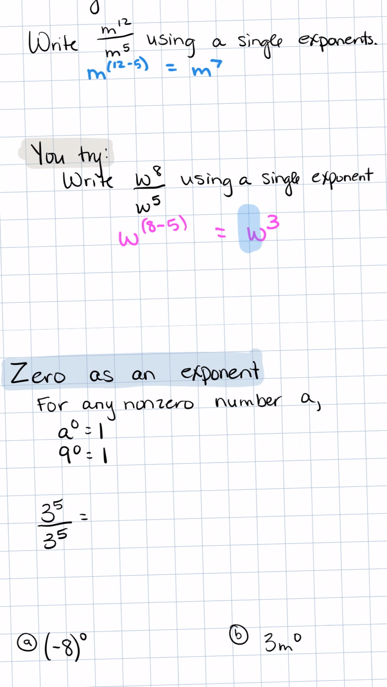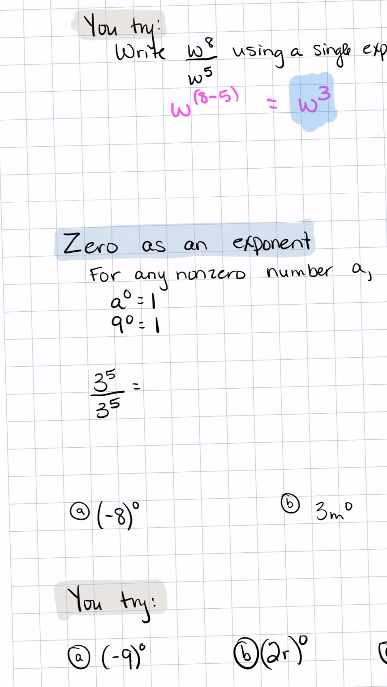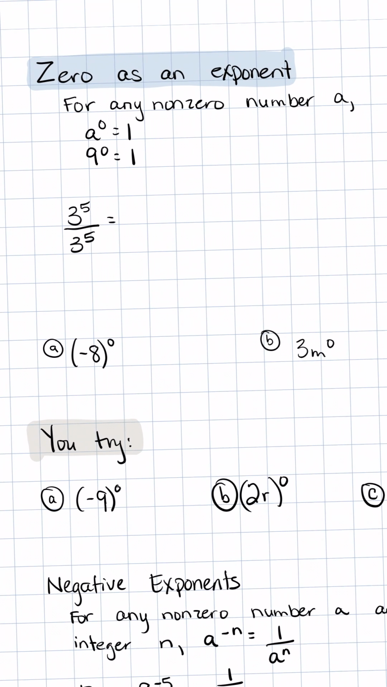Okay, so you should have got w to the 3rd power as your answer. So now we need to look at 0 as an exponent. So if you see that it says for any non-zero a, a to the 0 power equals 1. So therefore 9 to the 0 power also equals 1. And so let's look at why that's the case.